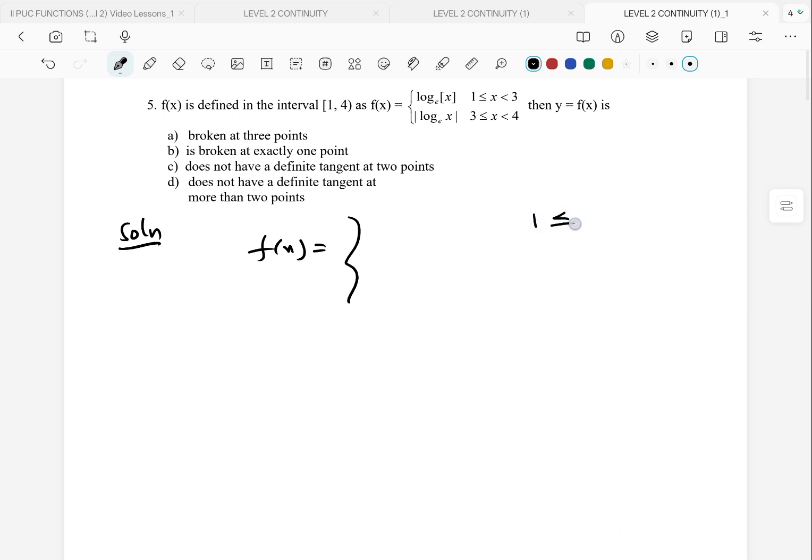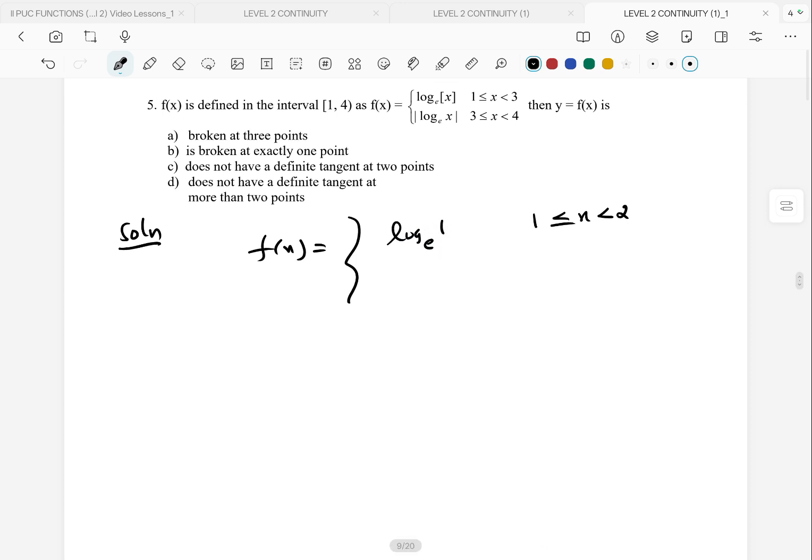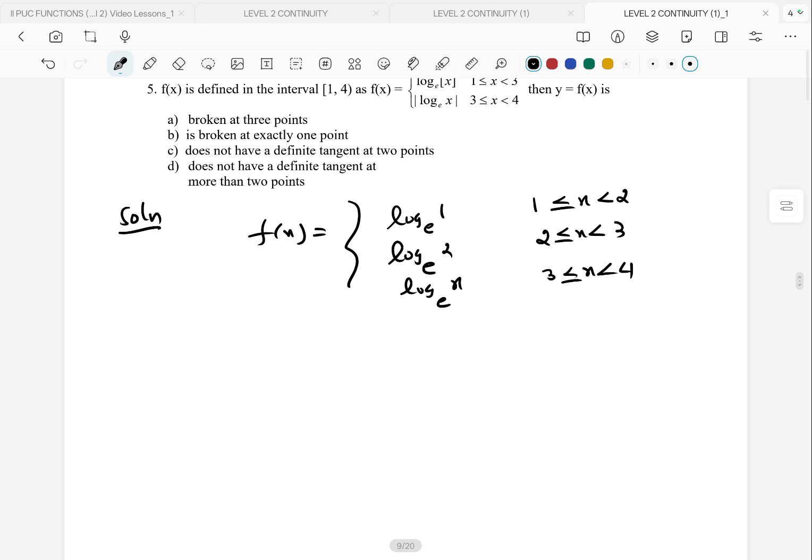So in the first interval, when x is between 1 to 2, step x becomes 1. So f of x is log 1 to the base e. Next, in the interval between 2 to 3, step x is nothing but 2. So this becomes log 2 to the base e. Next, 3 to 4, it is log x to the base e, because x is positive, so it is log x only.